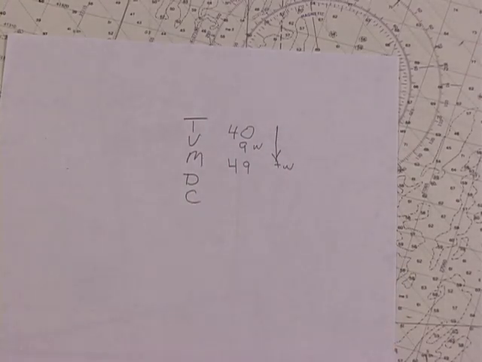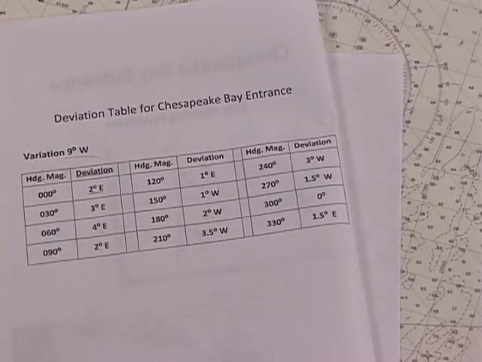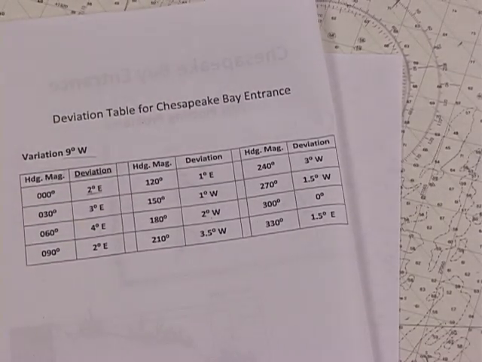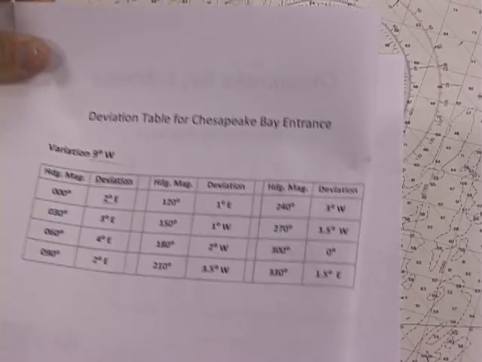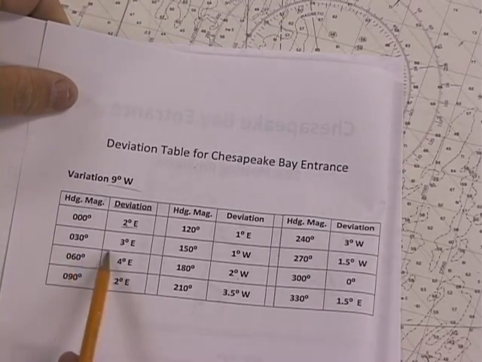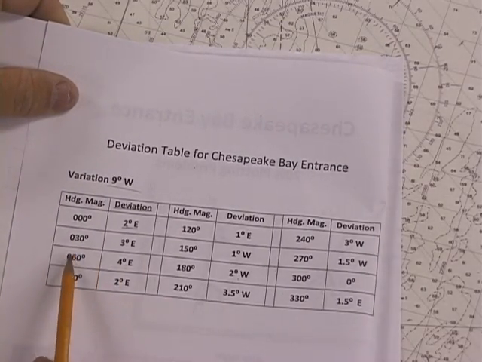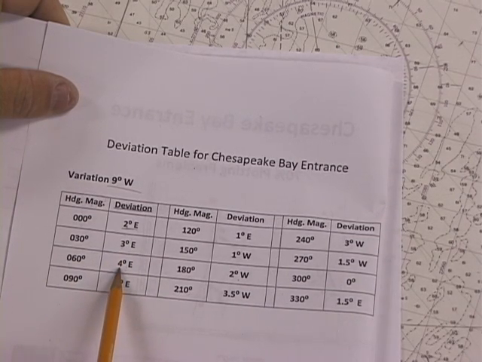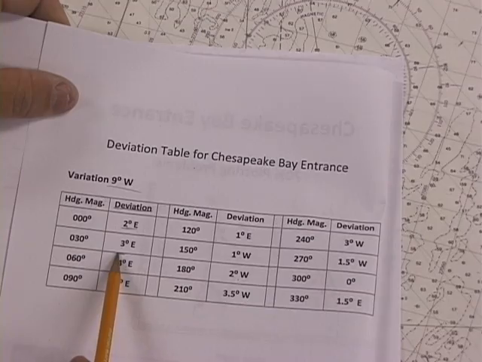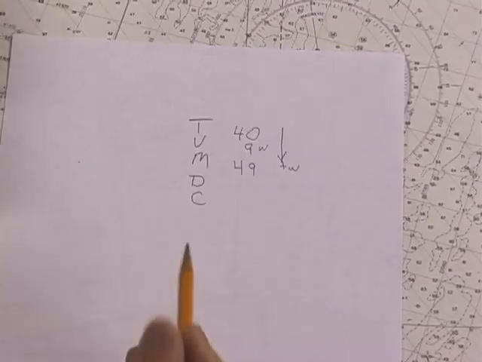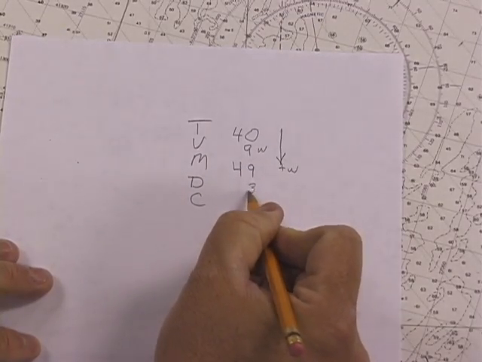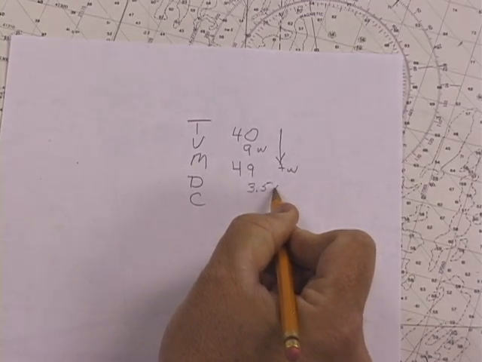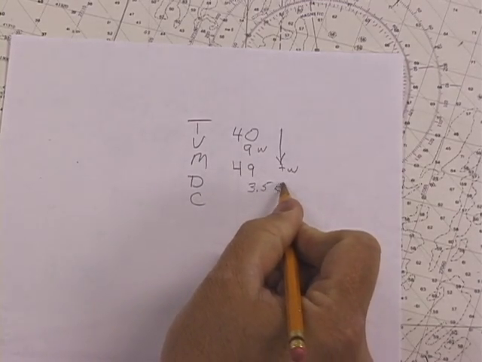Now I go to my deviation table, and I'm going to look for 49. 49 falls kind of in between 30 degrees and 60 degrees. 30 degrees is 3 east and 60 degrees is 4 east. I'm going to take about 3.5 east. 3.5 east. Now remember, we're going down.